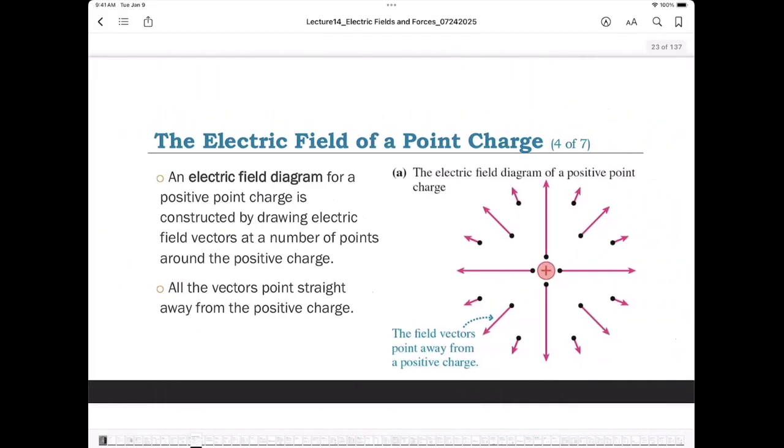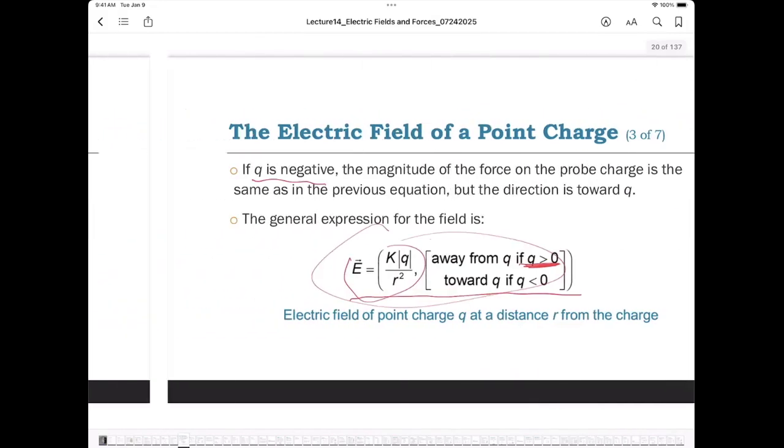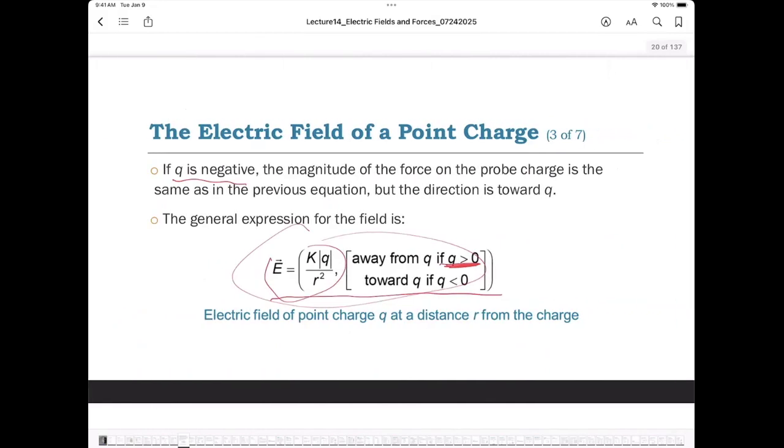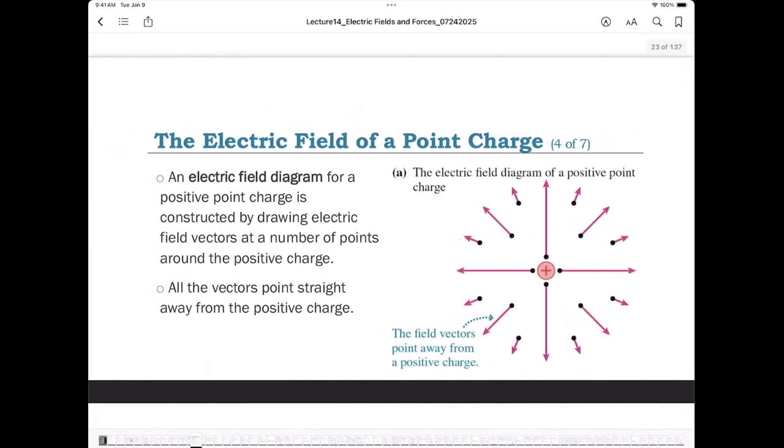Let's talk about the electric field of a point charge. An electric field diagram for a positive point charge is constructed by drawing electric field vectors at a number of points around the positive charge. All the vectors point straight away from the positive charge. We know that if Q is positive, the field will point away from Q. If it is negative, it will point toward Q. So here we just draw an electric field diagram of a positive point charge.